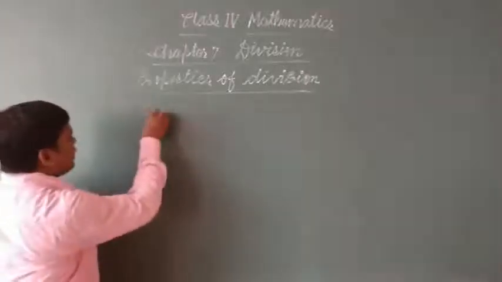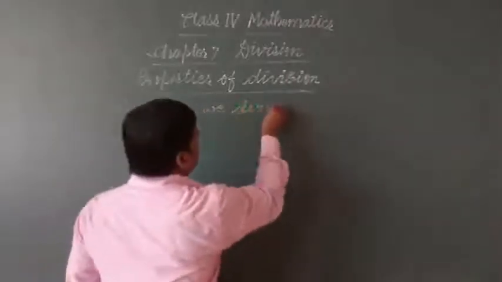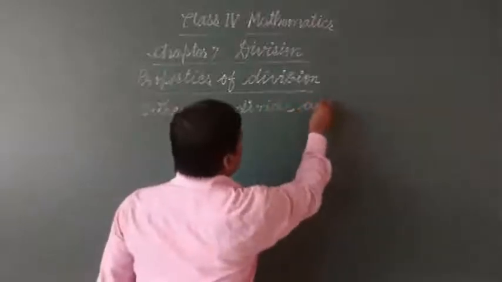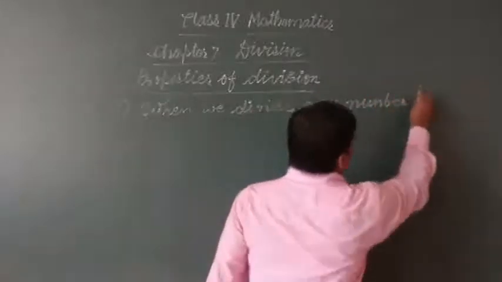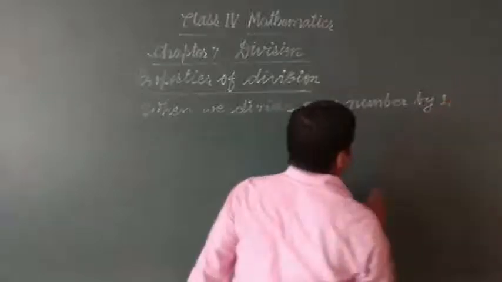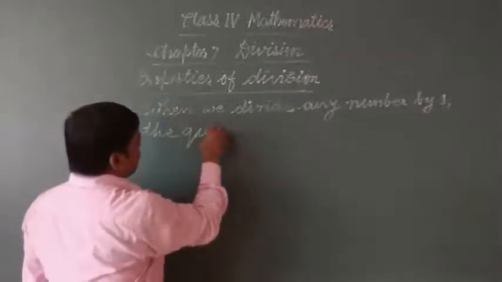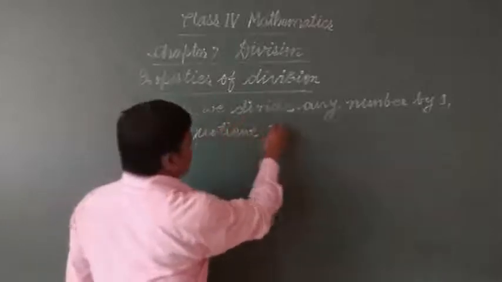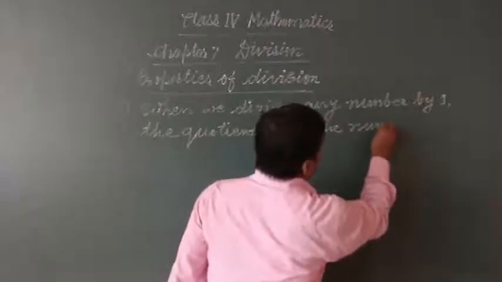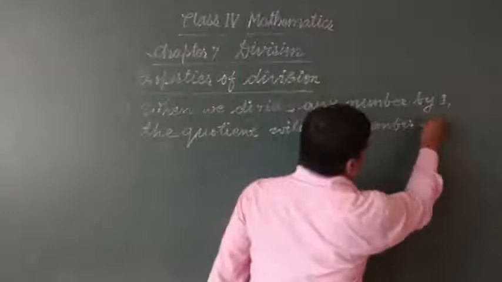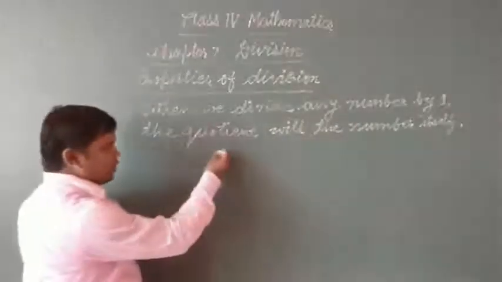Means, when we divide any number by 1, the quotient will be the number itself. Look at here to see the example.